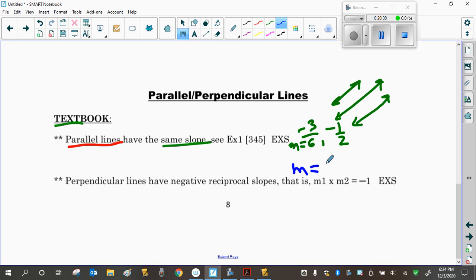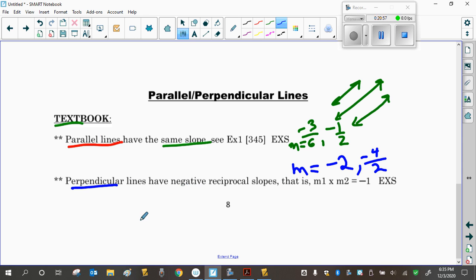Or you could have -2/1 and -4/2. If you reduce that, they would be identical. Okay, so those are parallel lines. So are two lines parallel? You find the slope and see if they're the same.